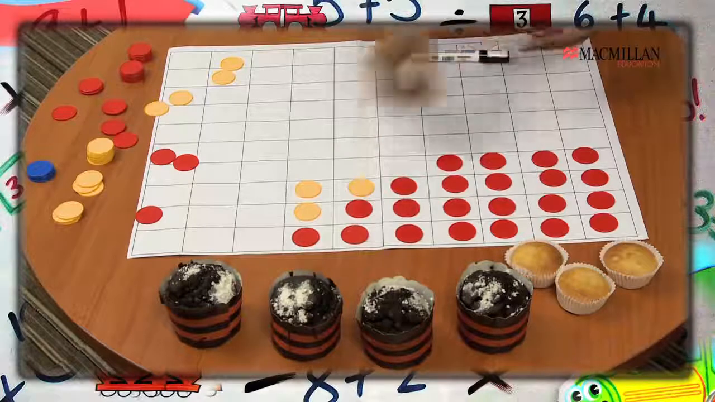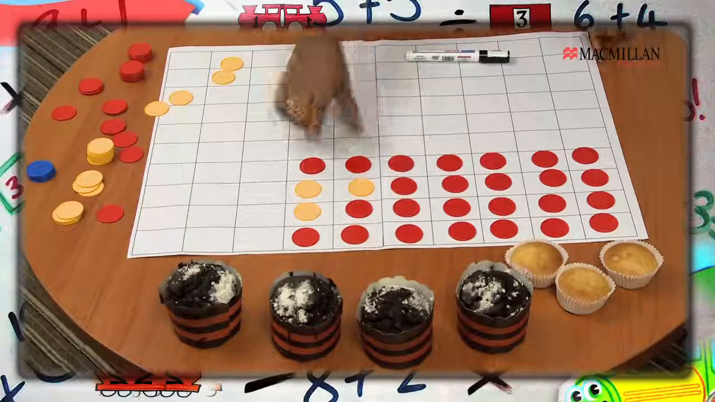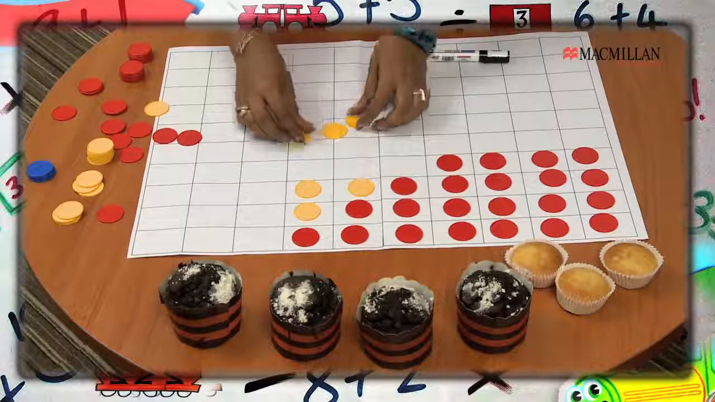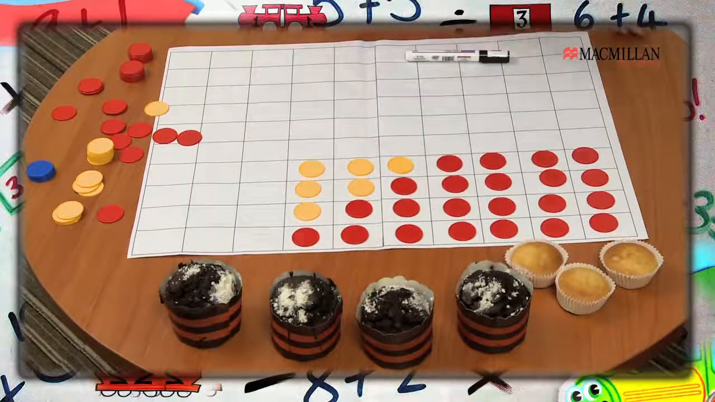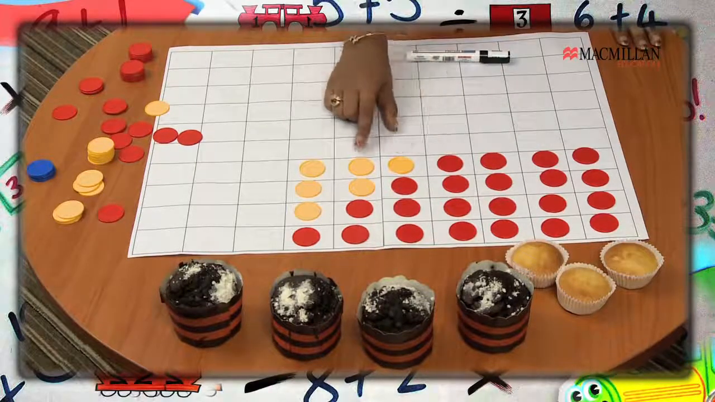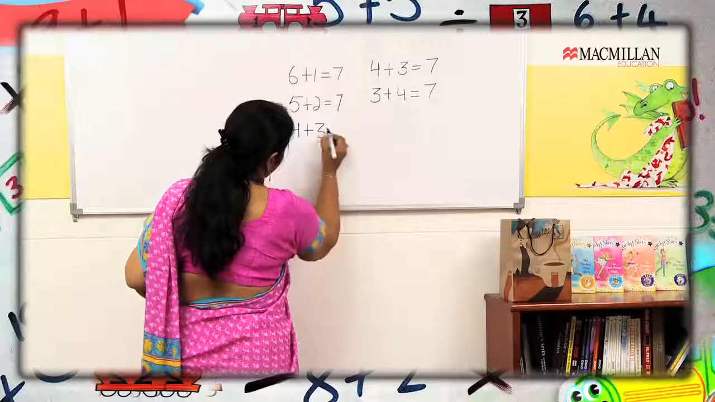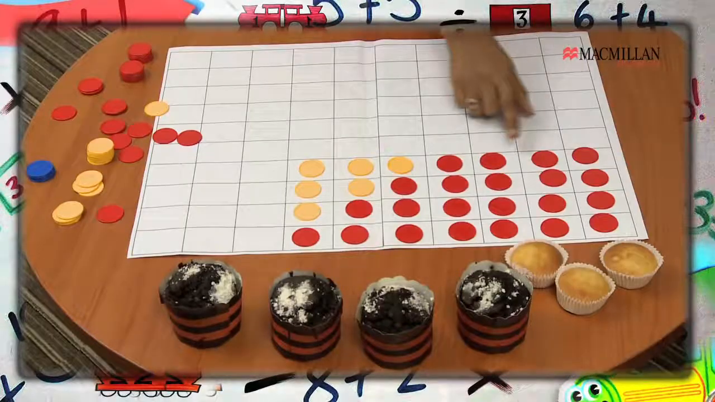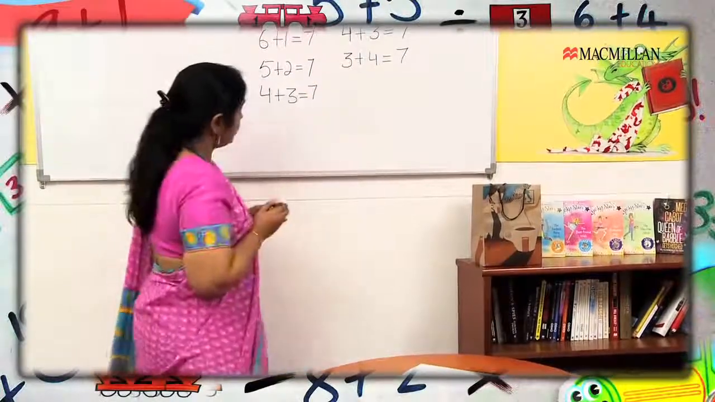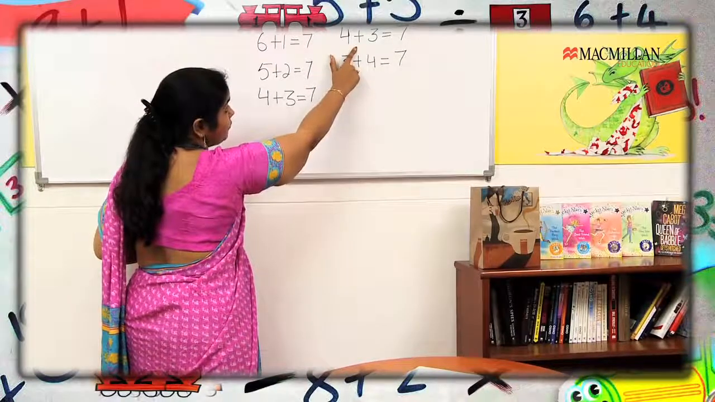Let us again do it. 7 red counters. Now what am I going to do this time? Yes, I am going to replace 3 red counters by yellow counters. Let us count again. 1, 2, 3, 4 and 1, 2, 3. So we have 4 plus 3. And what is it equal to? 1, 2, 3, 4, 5, 6, 7 again. Isn't it interesting? And do you remember this number? This is what we started with when we were counting our muffins.